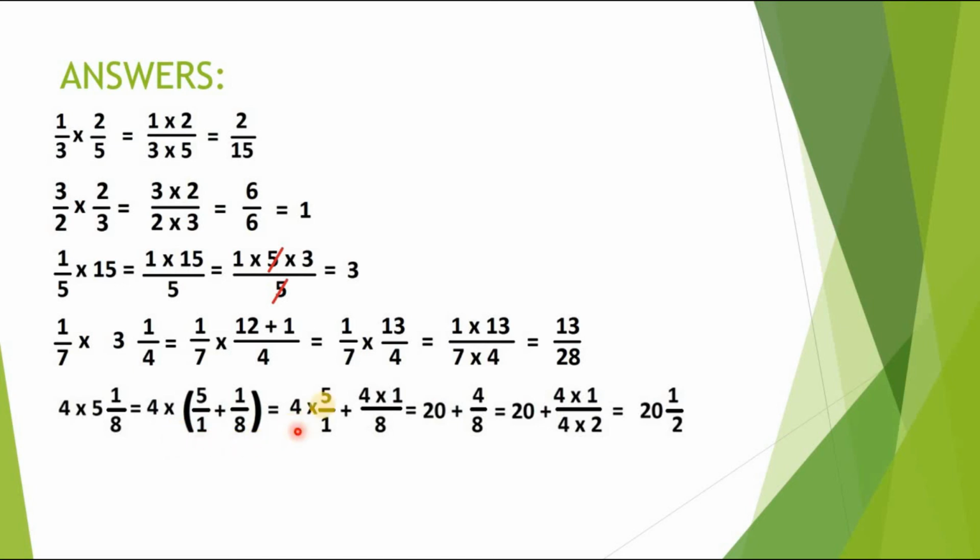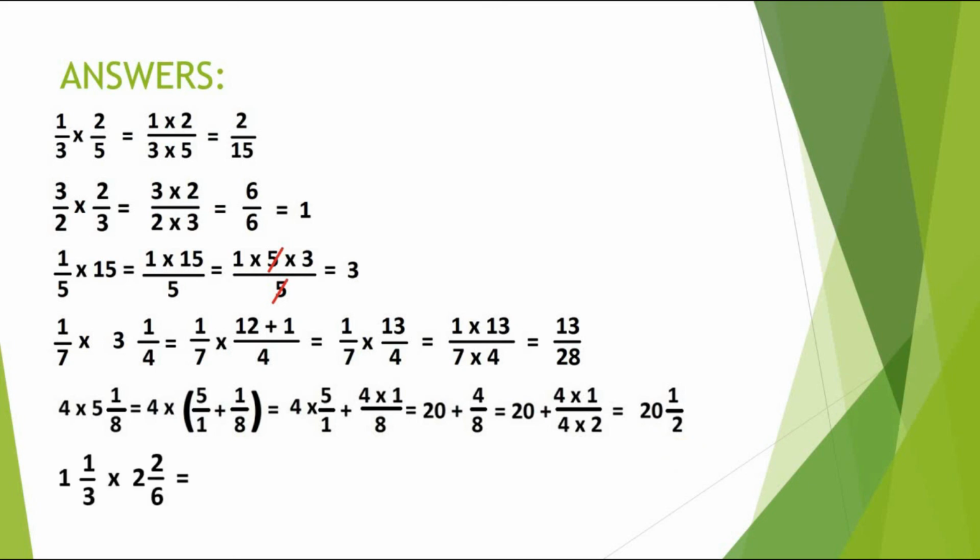So, it will become 4 times 5 over 1. And then, plus sign. Again, 4 times 1 over 8. Okay? So, 4 times 5 is equal to 20 divided by 1. So, 20 lang siya. And then, 4 times 1 is 4 all over 8. Okay? So, dahil hindi pa-reduce ito, we factored out. So, 20 plus 4 times 1 all over 4 times 2. So, dahil parehas na may 4, we will cancel out. And the final answer is 20 and 1/2.